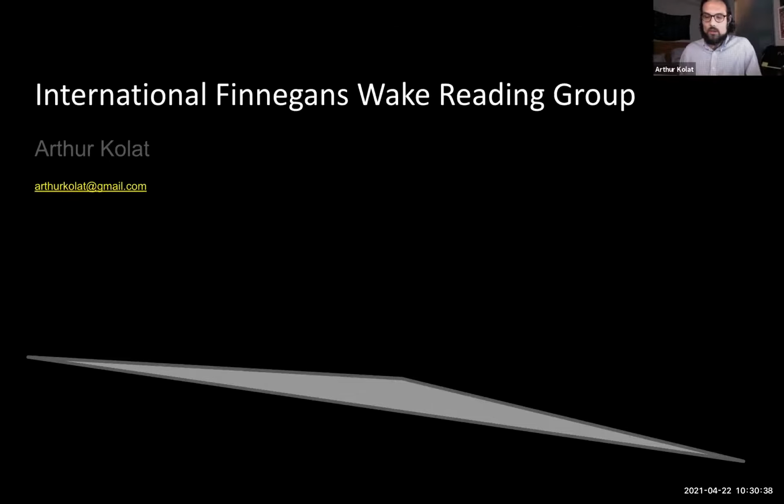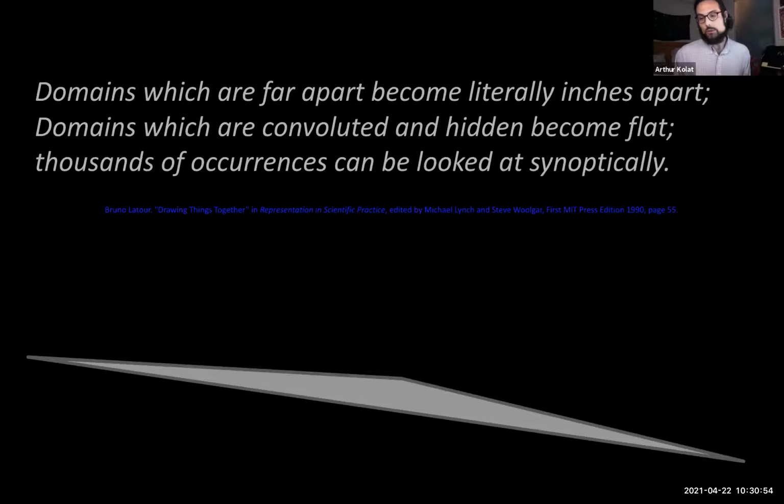The philosopher Bruno Latour posits the idea that bureaucrats possess power derived from processes of correlating and juxtaposing files, or paper shuffling, as he puts it. Latour says, quote, "Domains which are far apart become literally inches apart. Domains which are convoluted and hidden become flat. Thousands of occurrences can be looked at synoptically."